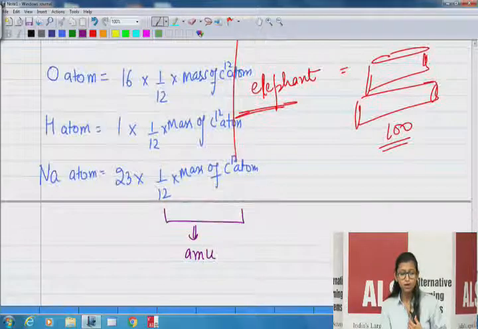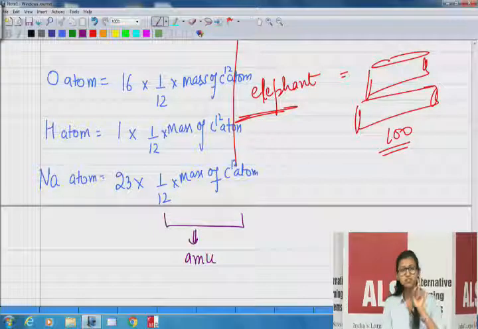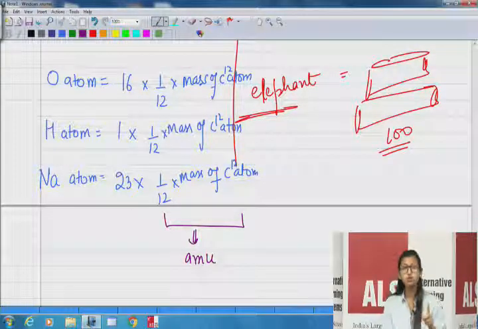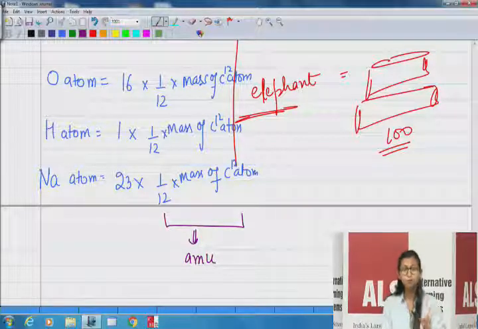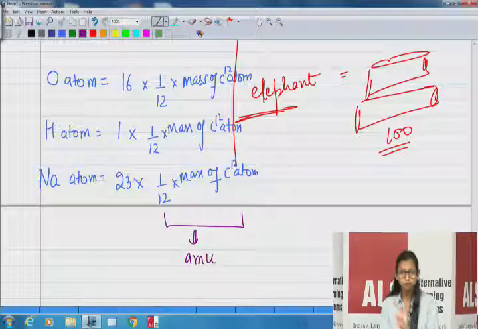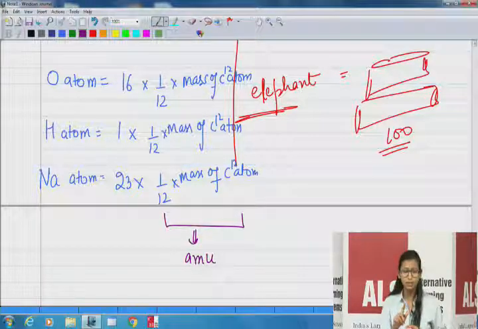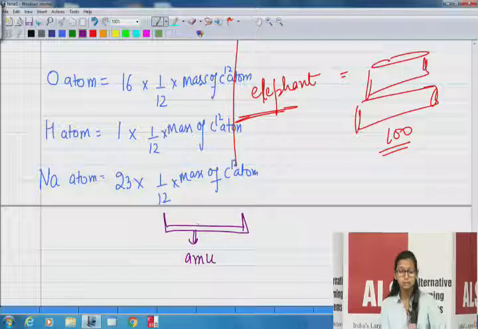So if I want to tell you the mass of a single oxygen atom, it will be 16 AMU. The mass of a single hydrogen atom will be 1 AMU. The mass of one sodium atom will be 23 AMU. You got the concept? It's a very simple thing. Atomic mass unit is the mass defined for a single atom, just for a single atom. Why is this 1 AMU equal to this particular formula? In your book, the formula is written, so this is why we are writing it. It's just a reference.